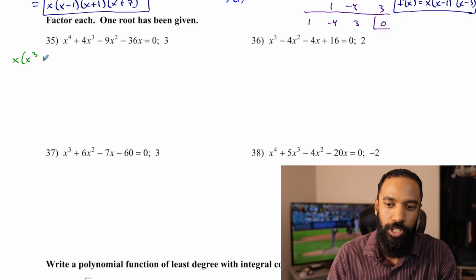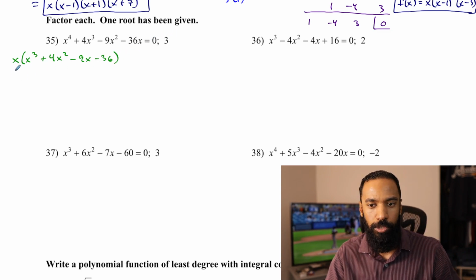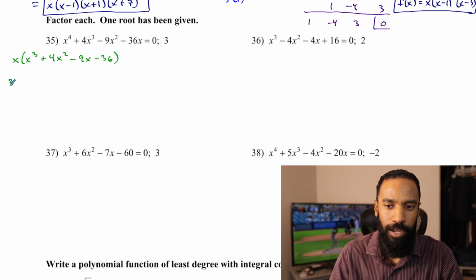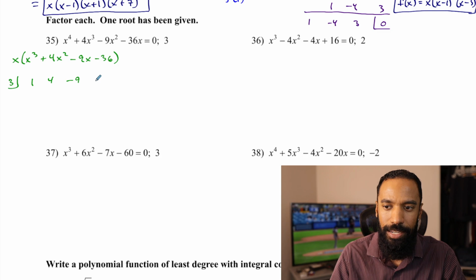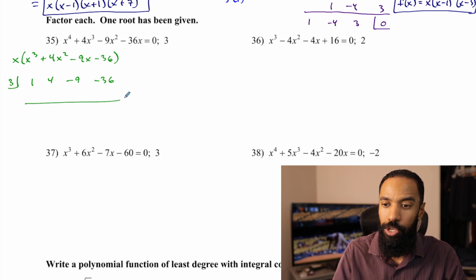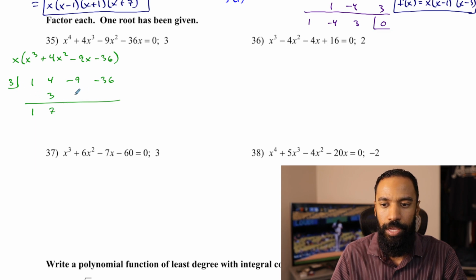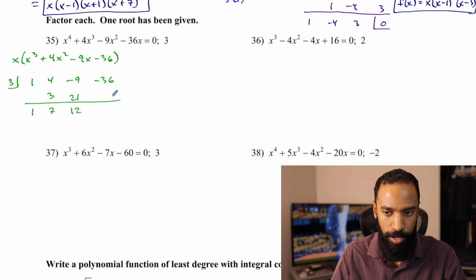We will have x cubed plus 4x squared minus 9x minus 36. 3 is one of the roots. Apparently 0 is as well. But 3 is now one of the roots given what we have here. So let's go ahead and use that 3 root in synthetic division. If they tell you a root, that means you must get a remainder of 0. If you don't get a remainder of 0, either the problem's wrong or you did something wrong.